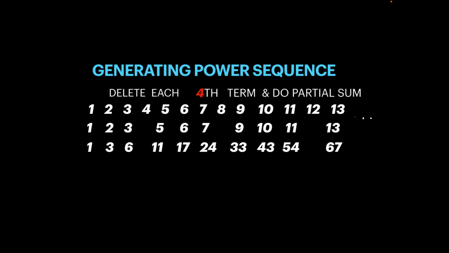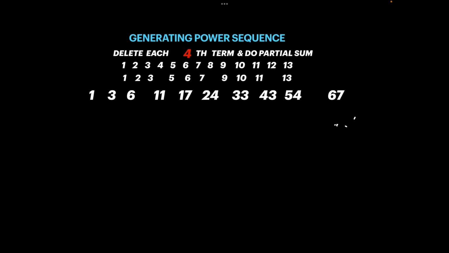We get the sequence like 1, 3, 6, 11, 17, 24, 33, 43, 54, 67. And so this is the sequence that we have computed as the partial sum of the above sequence. And now we have to delete the third term. Next we have to delete each third term of this sequence.